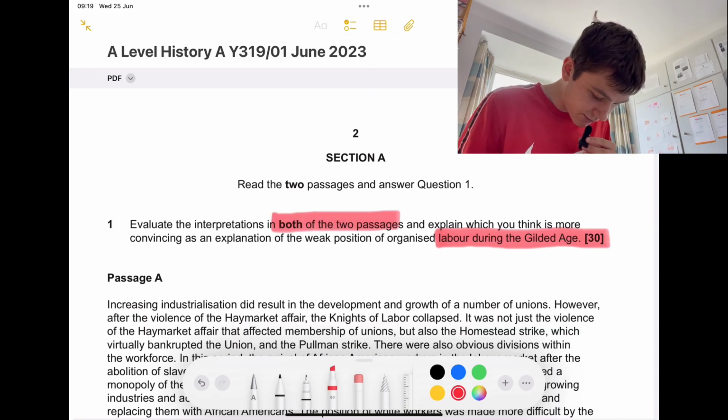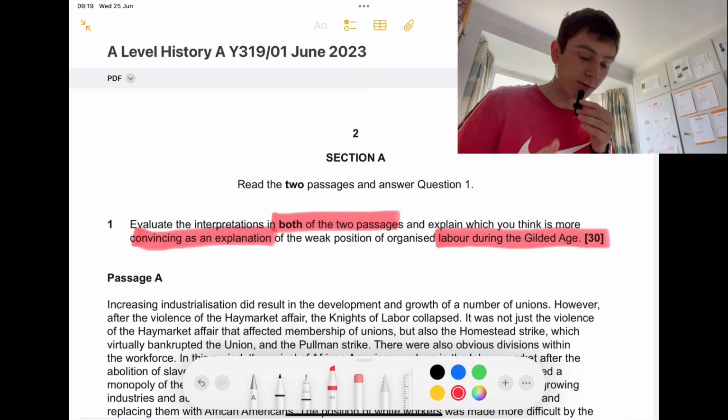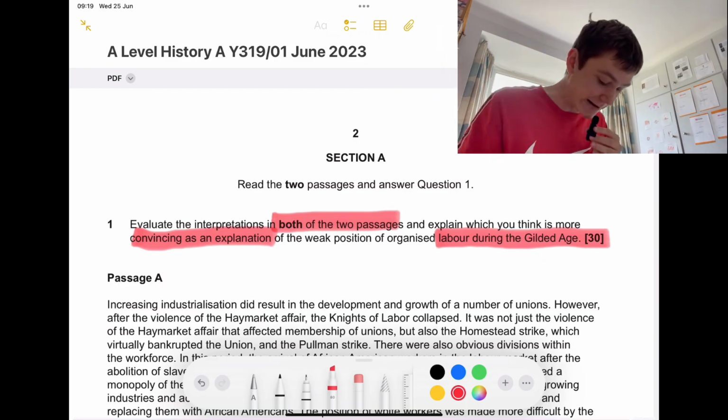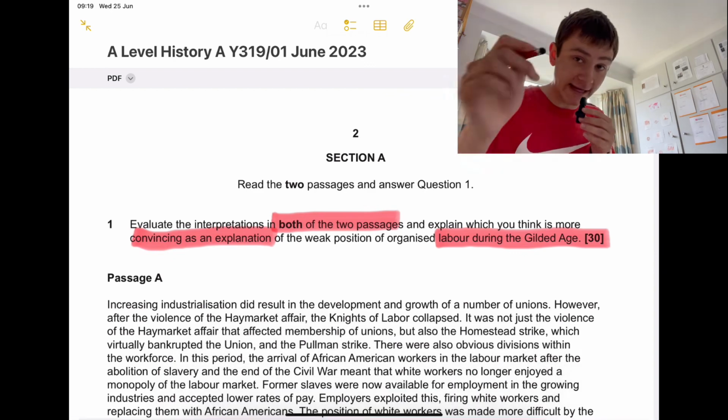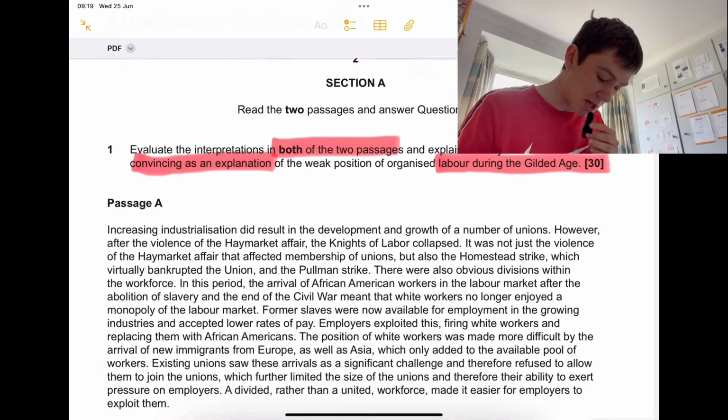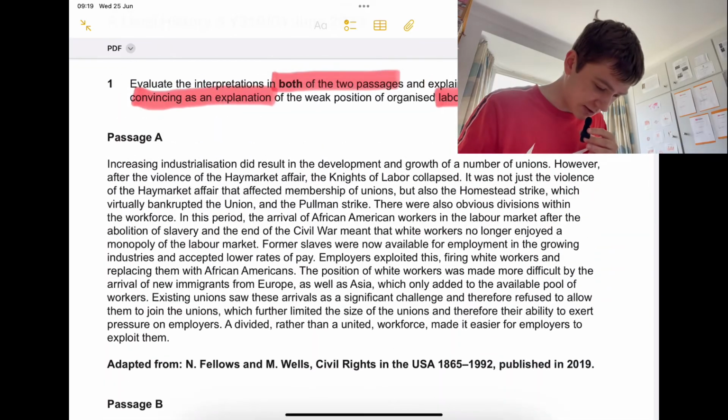Of the two passages, which is more convincing? Again, as a convincing explanation, if you use that in your argument, you're looking back to the question, you've got your CDA and SEC coherency. Weakness in organised labour during the Gilded Age. So, first of all, we've only got two sources of interpretation. I've done it again, interpretation. Don't talk about provenance, interpretation to discuss here, so I think it's pretty nice.